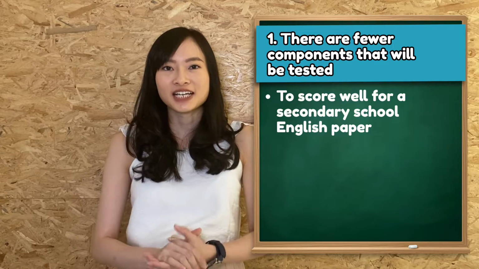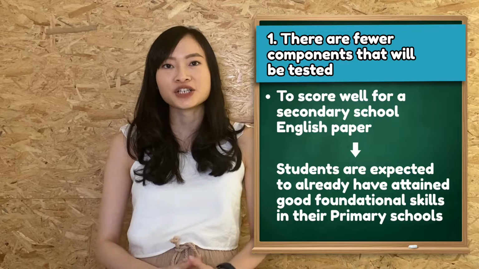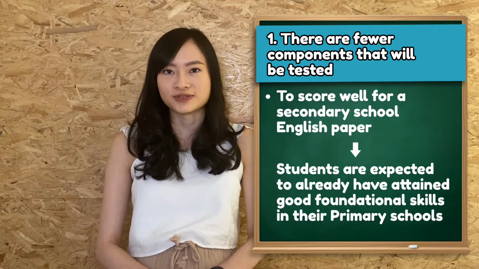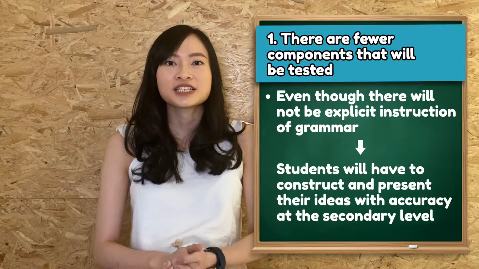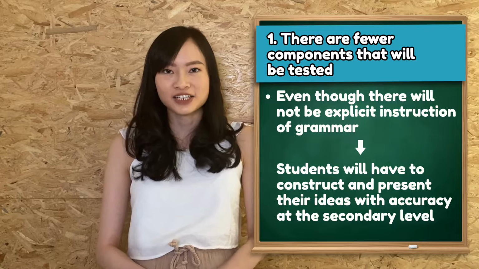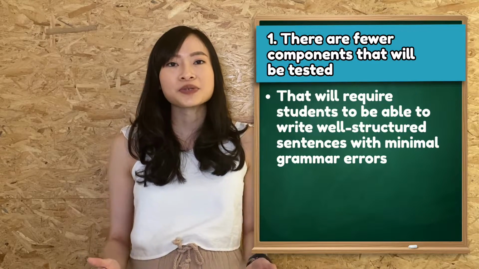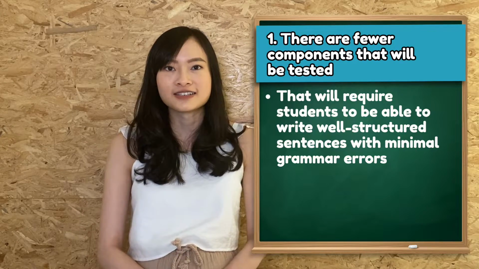To score well for the secondary school English paper, students are expected to have already attained good foundational skills in their primary schools. Even though there will not be explicit instruction of grammar, students will have to construct and present their ideas with accuracy at the secondary level. This will require students to write well-structured sentences with minimal grammar errors.